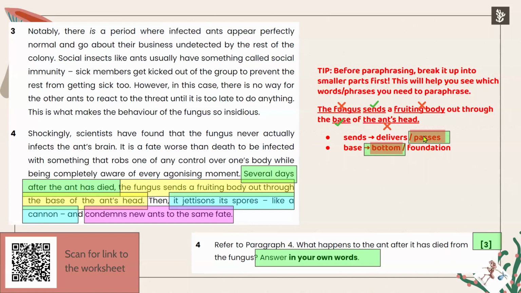And so if I go with passes and bottom, and I don't paraphrase everything else, for my first point, question 4: after the ant dies, notice I'm always reusing keywords from the question, right? After the ant dies, the fungus passes a fruiting body out of the ant's head. Or, of course, good catch, I can even shorten this one: out of its head. And just like that, I already get one. Everyone clear so far?